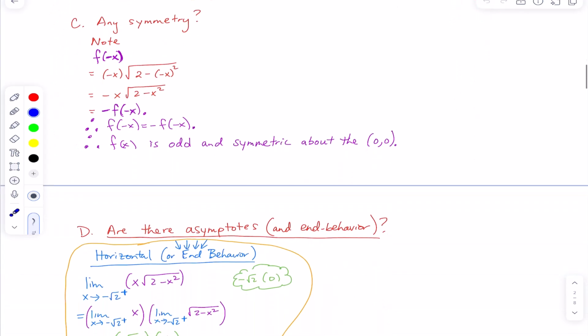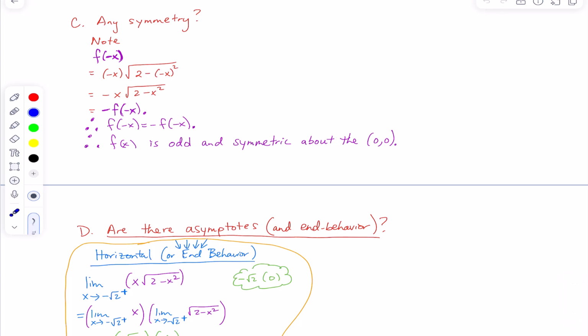Is there any symmetry? And notice in both definitions of symmetry, we always start with the observation of f of opposite of x. So you take your function and evaluate it at opposite of x and see if there is any interesting things there. And there is, actually. This is the opposite of f of x. And this statement here is actually the definition of an odd function.